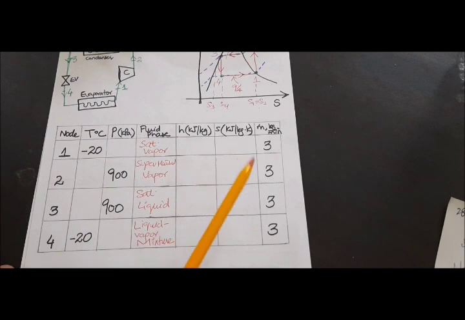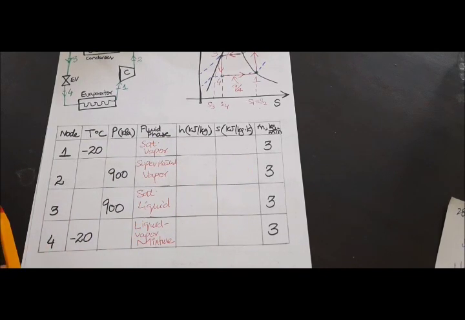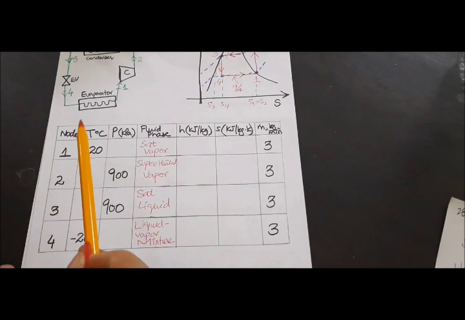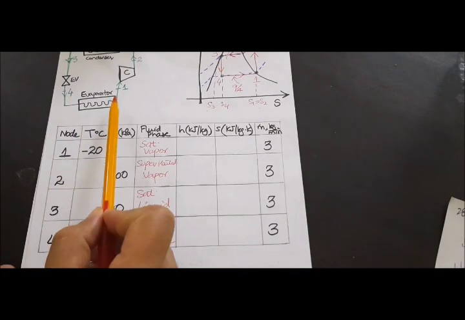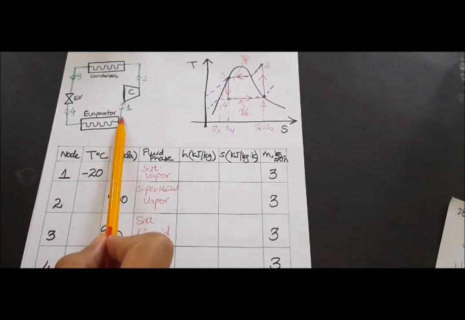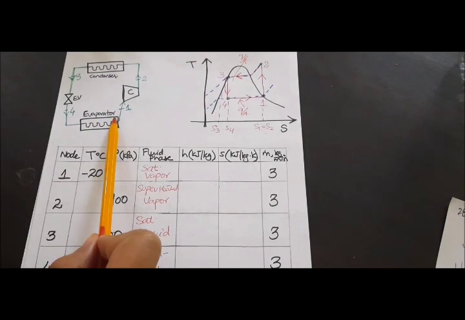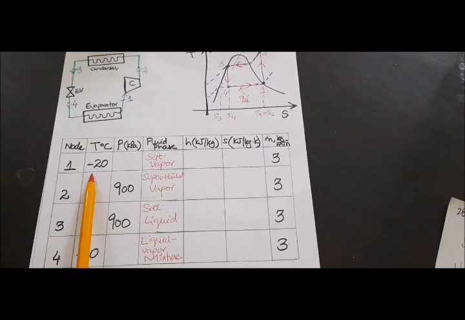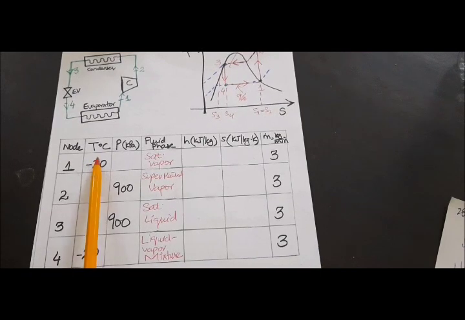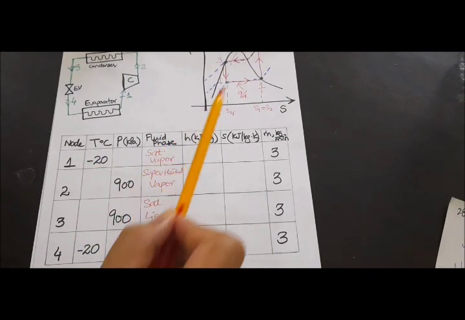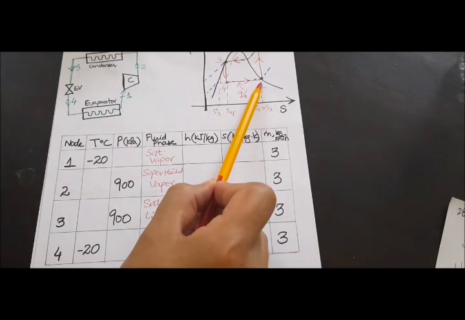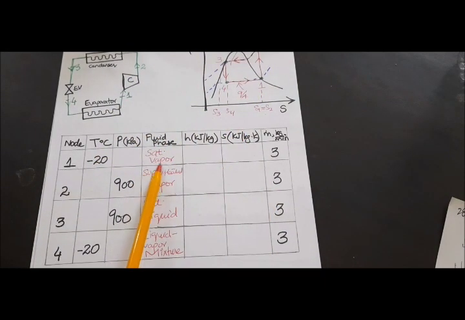Now whatever is written right now in this table are the knowns. What is node 1? Node 1 is right over here, which is the exit of our evaporator, and we know that the exit temperature of the evaporator given is minus 20 degrees Celsius. So I have written minus 20 degrees Celsius. Now what is the state over here? As you can see, it is on the saturated vapor line. So the fluid phase is saturated vapor.